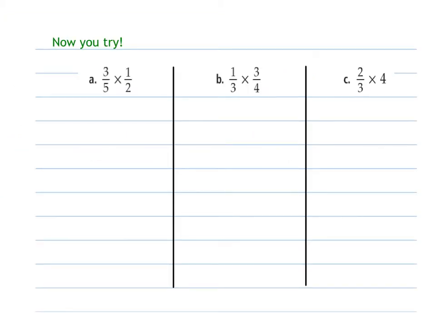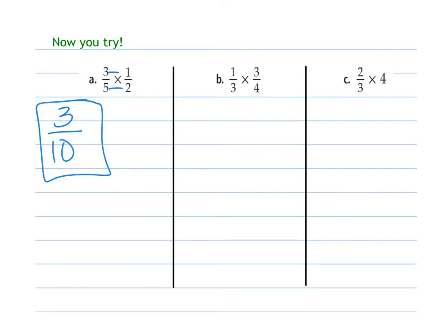Okay, pause, write down the original problem, and then solve these, and then come back and check your answer. So 3/5 times 1/2, they are both in fraction form. We don't have any mixed numbers on here, so we just multiply numerators. 3 times 1 is 3. Multiply denominators. 5 times 2 is 10. That cannot be simplified at all, so there is my final answer.